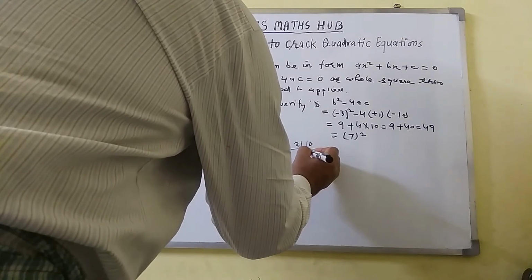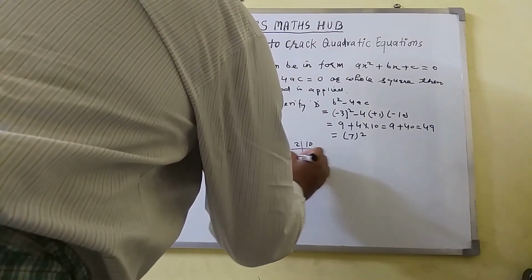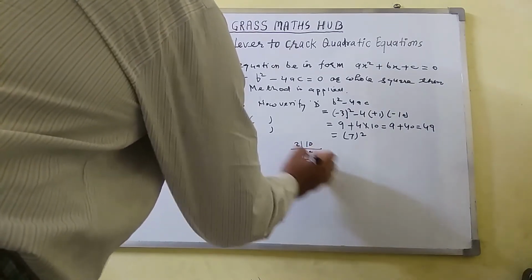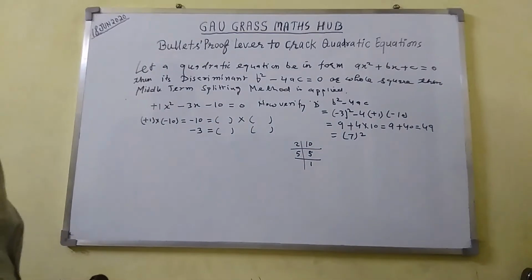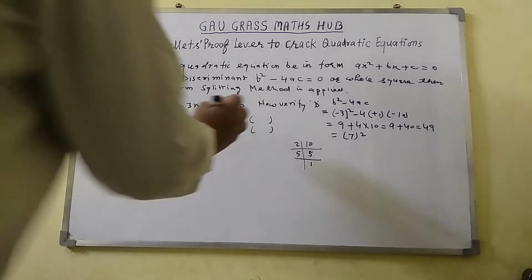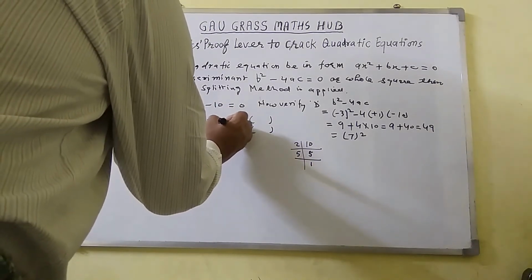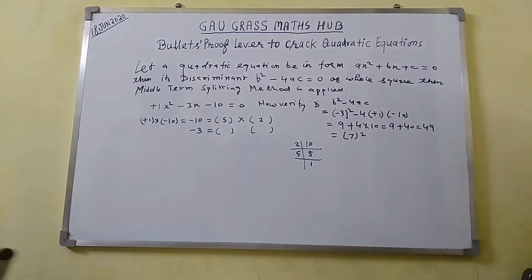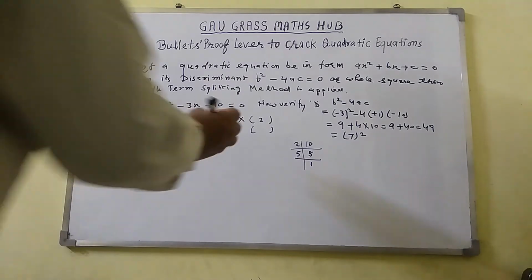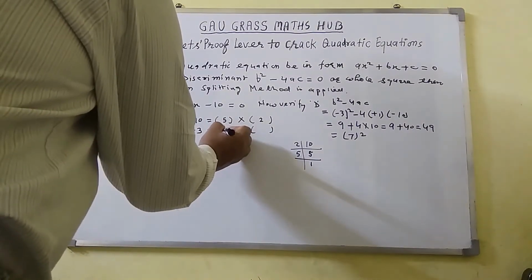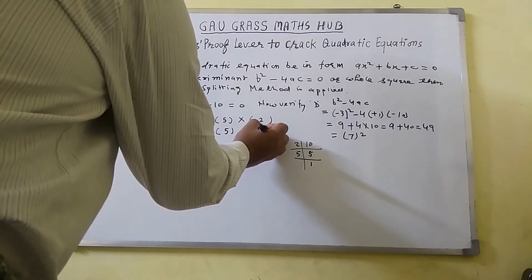2, 5. Over here you will get 5. Here you will get 1. The prime factors of 10 will be 5 and 2. So here you write 5. Here you write 2. Now, if you have written here 5, here write also 5, here write 2.